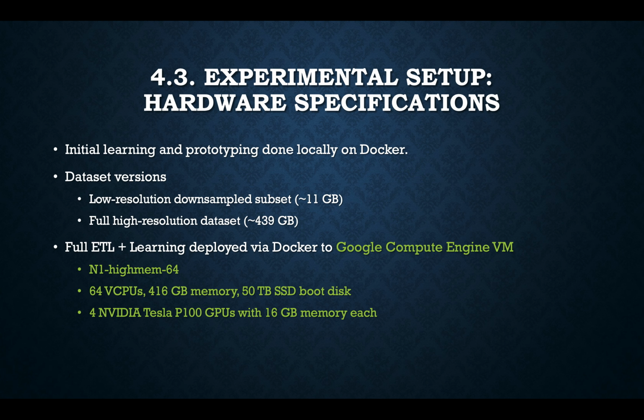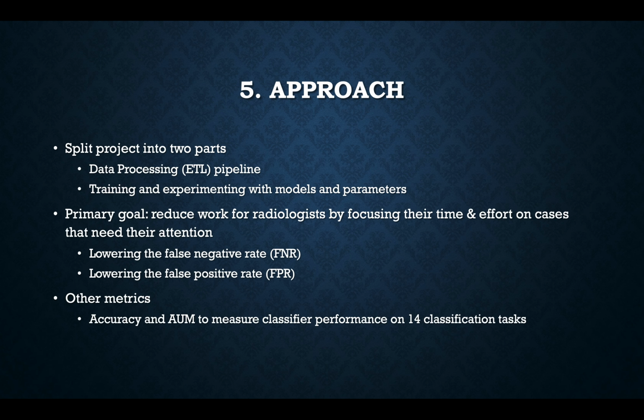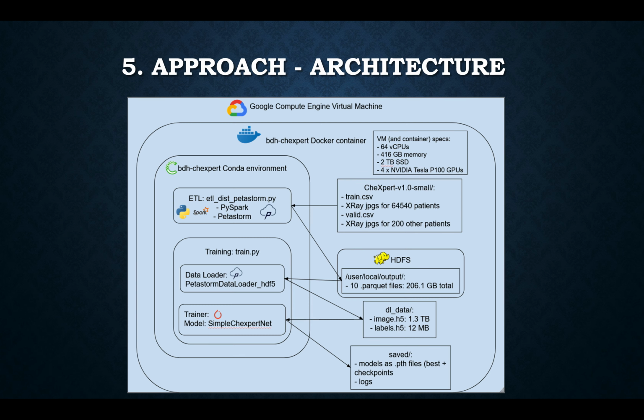Our hardware specifications basically focus on the fact that we were able to find a Google Compute Engine virtual machine, which is very highly powered and very good for this type of learning. Our approach was split into data processing and training, with the primary goal of reducing false negative rates and false positive rates. The architecture of exactly what we would put into our virtual machine is as follows.